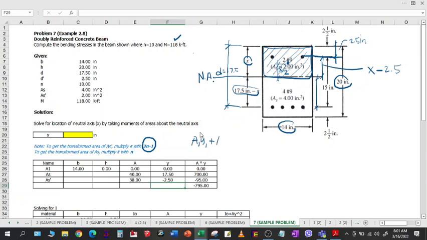plus compression steel AS prime y, let's say y2, equals AS y, no, this is y3, no, y3, and then AS, then y2. Okay, this one is the tension steel, this one is the compression steel.